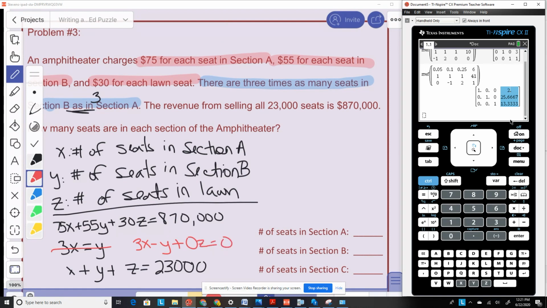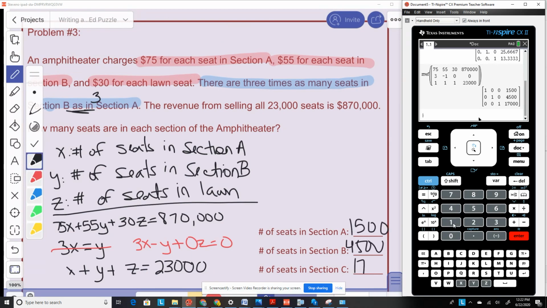Okay, the next step is to do your matrix in your calculator. Please do your matrix in your calculator. Okay, as you see on my calculator, it does have a unique solution. It is consistent and independent. So what are the number of seats I have? Well, the first one is 1,500, 4,500, and 17,000 were actually on the field.